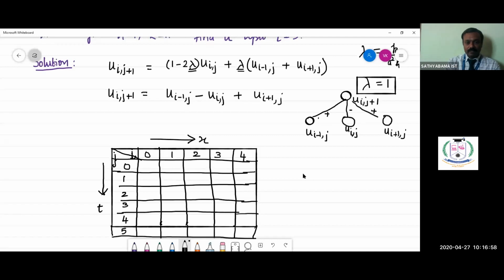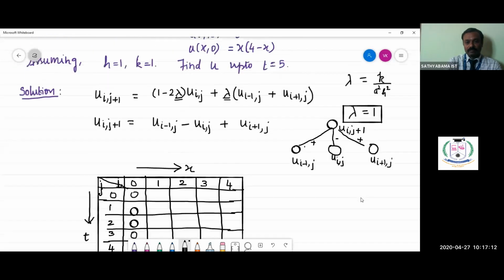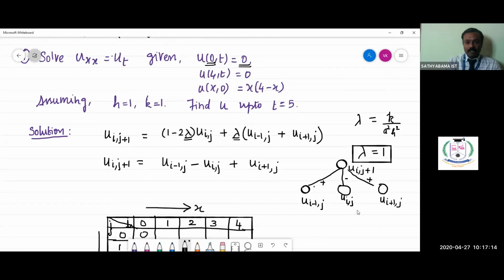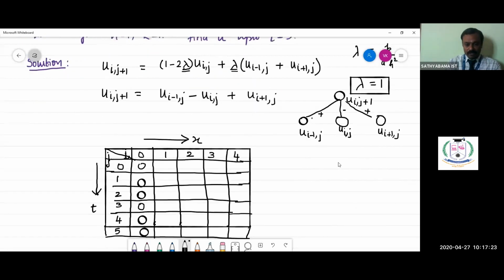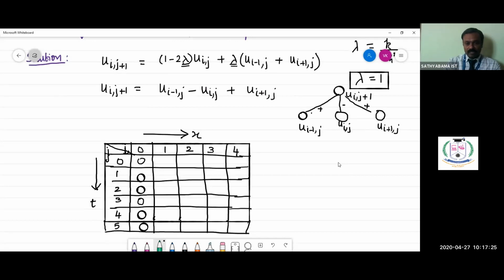So when x is equal to 0, u is 0. So this is the column where x is equal to 0, so all these values are going to be 0. Now let's check the next boundary condition. When x is equal to 4, u is equal to 0. This is the column corresponding to x is equal to 4. So for all t values, whatever be the t, when x is 4, it is 0.